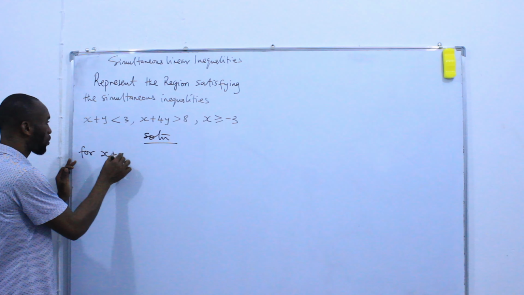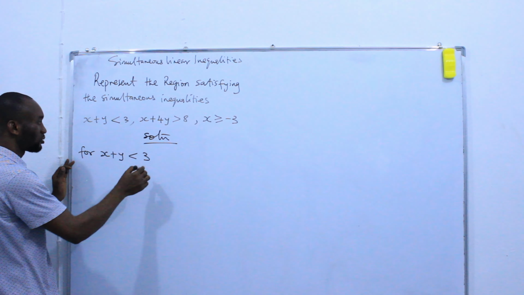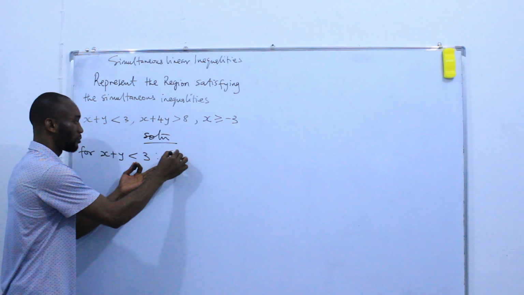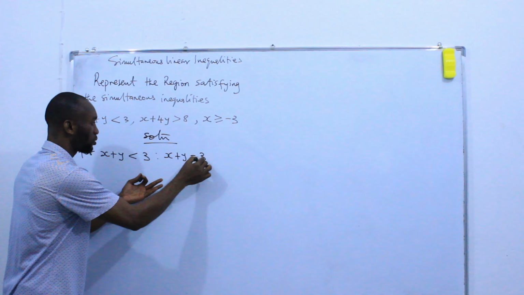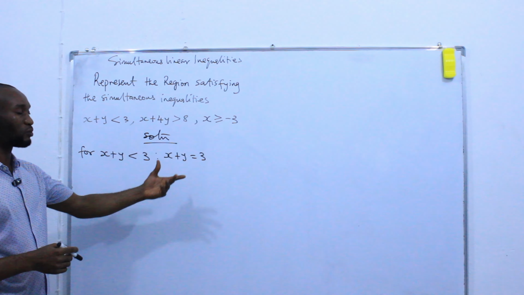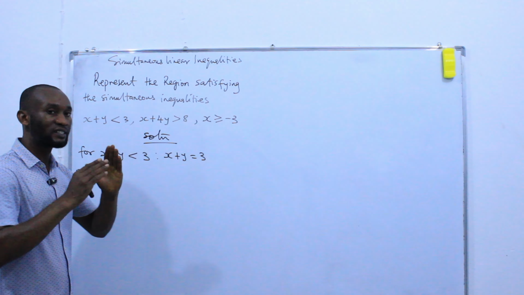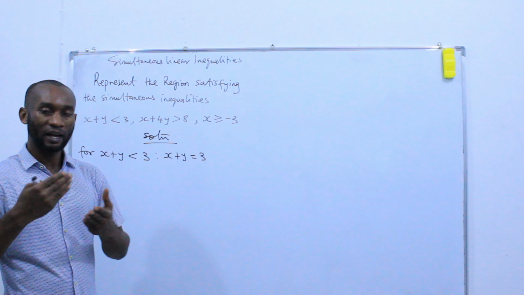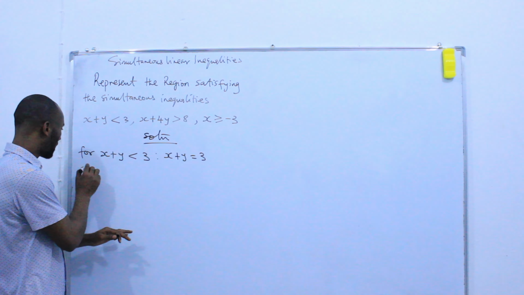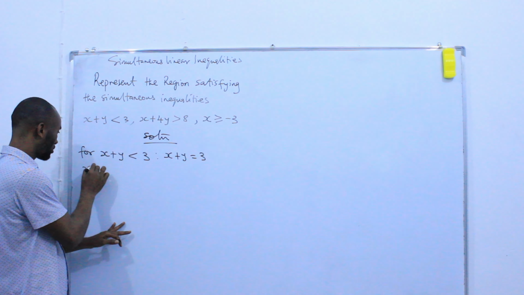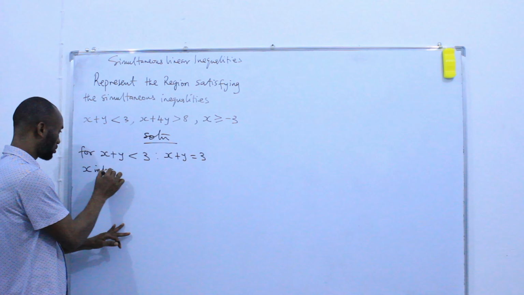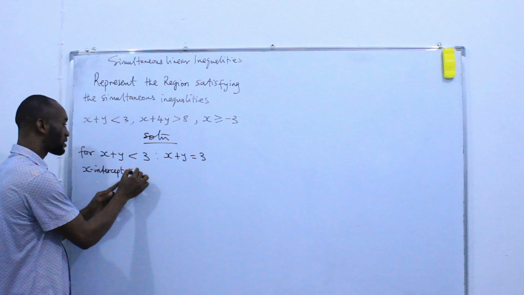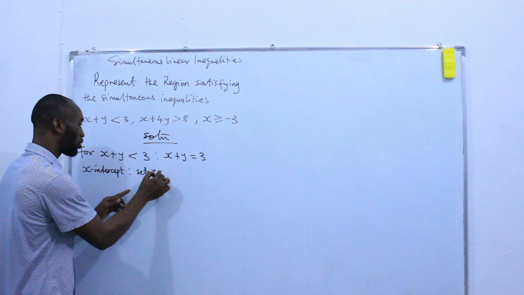For x plus y less than 3, we transform it to the equation x plus y equals 3. Now, this is the linear equation. To graph this linear equation, we will need to get the x-intercept and the y-intercept. For the x-intercept, we are going to set y equal to 0.